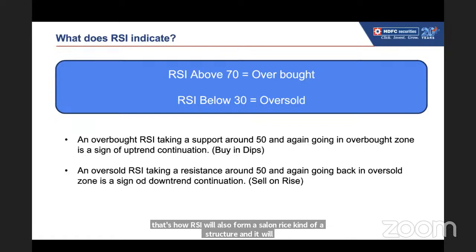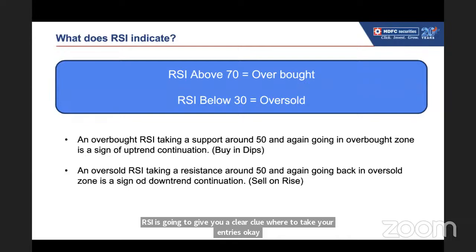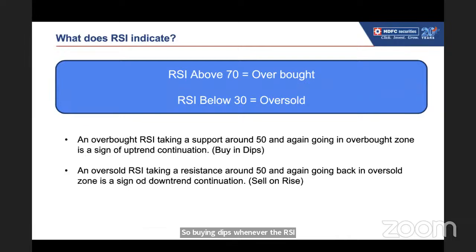Okay, so the RSI is going to give you a clear clue where to take your entries. Okay, so buy on dips whenever the RSI is coming near 50 in a positive trend, and sell on rise whenever the RSI is touching near 50 and coming down in a downtrend. Okay, so that's how buy on dips and sell on rise is planned based on RSI.